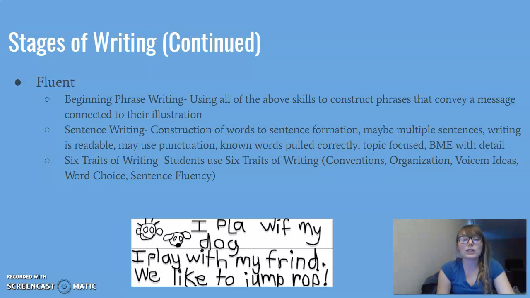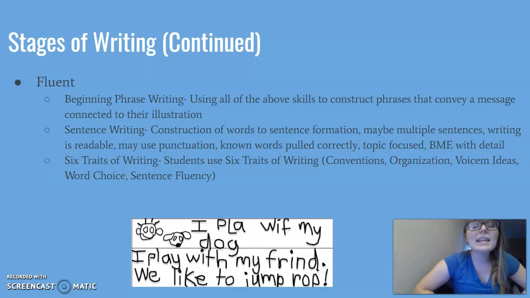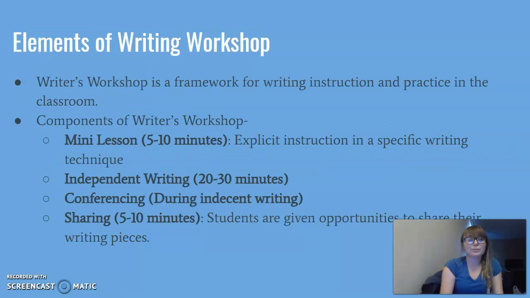The last one is 6 traits of writing. Students use 6 traits of writing: conventions, organization, voice, ideas, word choice, sentence fluency. That is ideally where we want to be at the end of the year. We will be starting that pretty early, but I do think a lot of our students right now are at sentence writing, and so again, just trying to work on that and get more to the 6 traits.